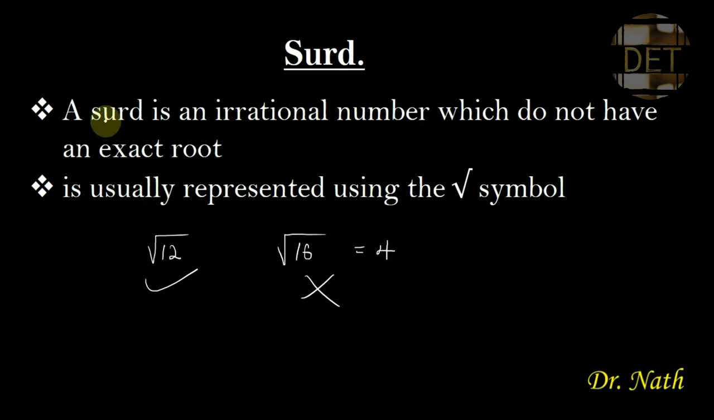So a surd is an irrational number which does not have an exact root and is usually represented using the square root symbol. So the square root of 12 is an example of a surd. Like I said, a surd is an irrational number which does not have an exact root and is usually represented using the square root symbol.